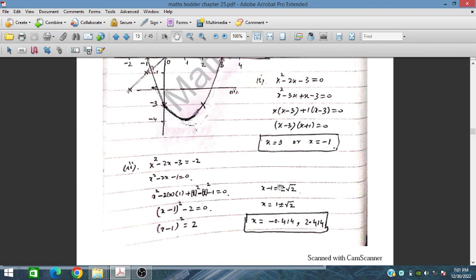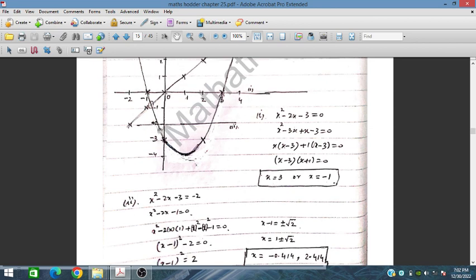So x minus 1 is equal to plus minus under root 2, taking the square root on both sides. So x is 1 plus or minus under root 2. So for 1 plus under root 2, this is 2.414, and 1 minus under root 2, this is minus 0.414.